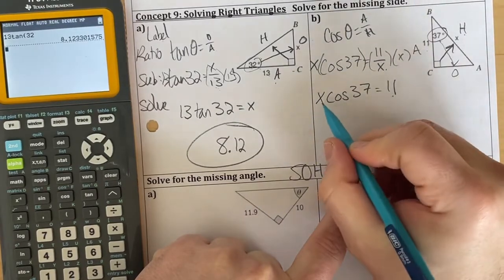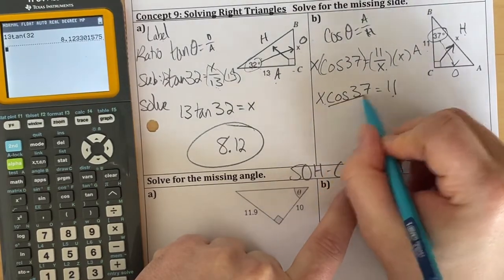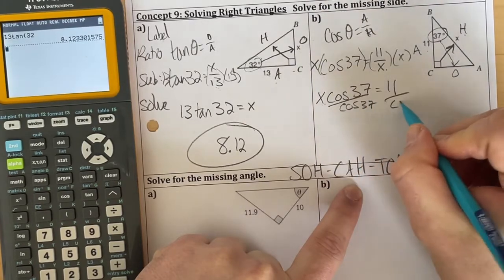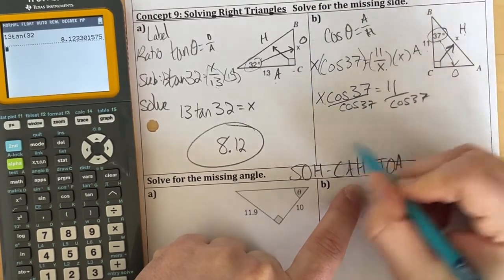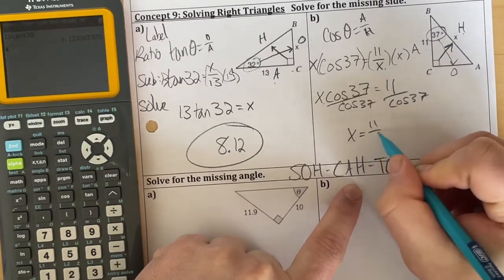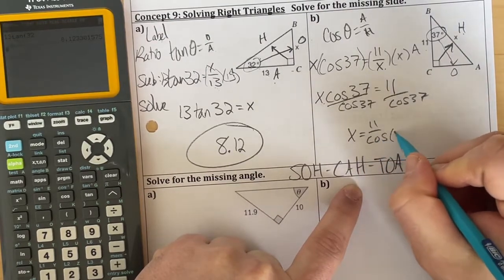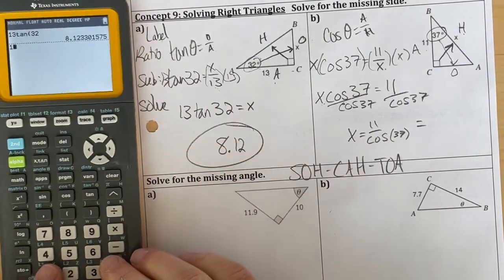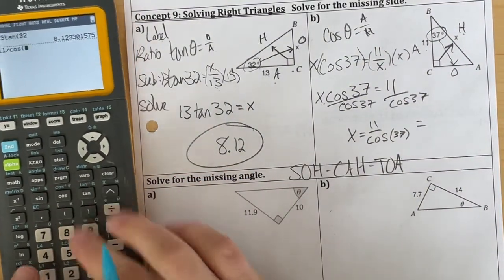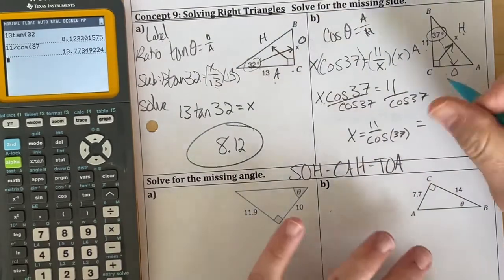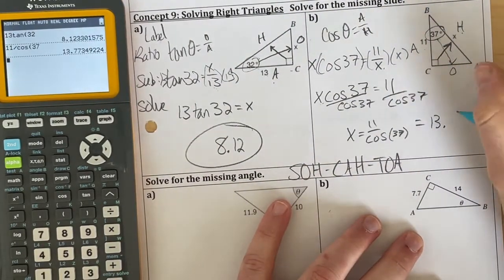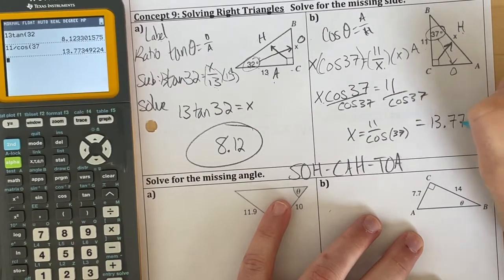Last step, we have to get x by itself, so we divide both sides by cosine 37. So x is equal to 11 divided by cosine of 37, which is equal to, let's find out. We have 11 divided by the cosine of 37, so we're going to have 13.77.